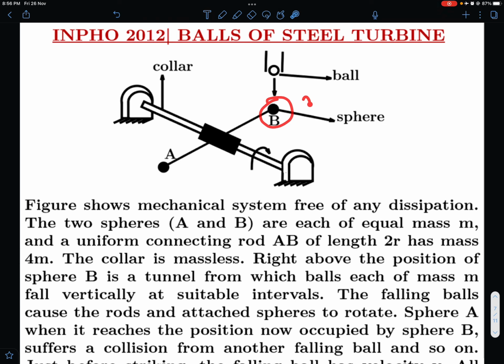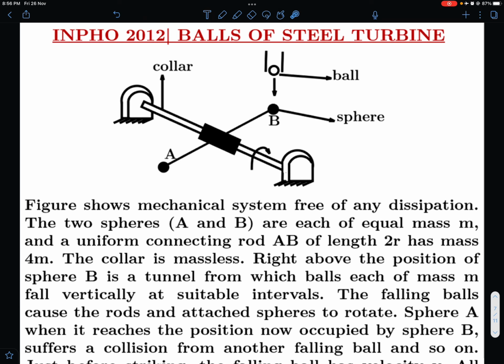This sphere has got a mass m, this sphere also has got a mass m, and this entire rod can rotate about this shaft, or maybe you can say it is connected to the shaft, but this shaft is massless, which the problem is calling a collar, and the whole thing can rotate freely about frictionless pivots. And from this tube some balls are falling down on this sphere at regular intervals, and due to the impact this will start rotating, and then we have to comment on how omega will vary with the number of balls striking. So let me read it out.